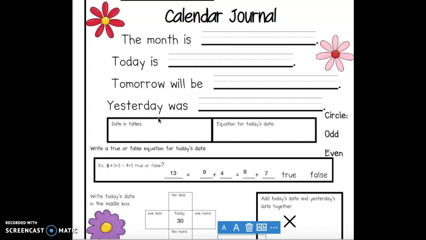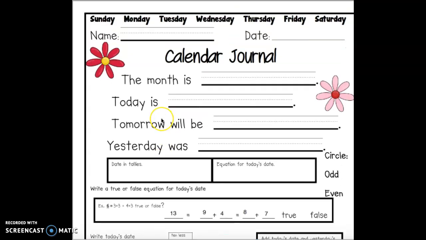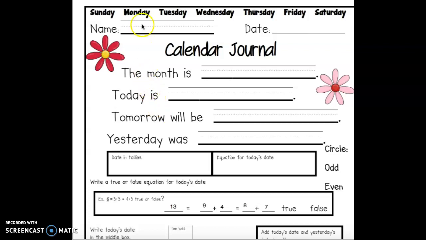Now, parents following along as well. This might not look as familiar to you, but I can assure you that your kids probably know about this. So, taking a look at the calendar journal, I'm kind of scrolling up and down here a little bit. Please circle the day of the week that we are experiencing today on March 30th.